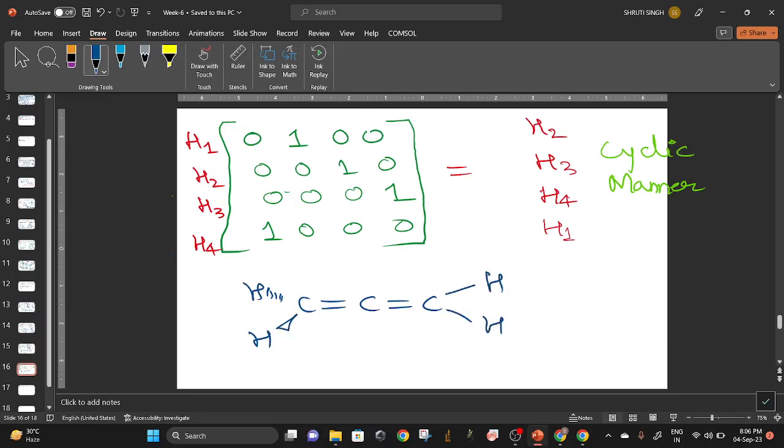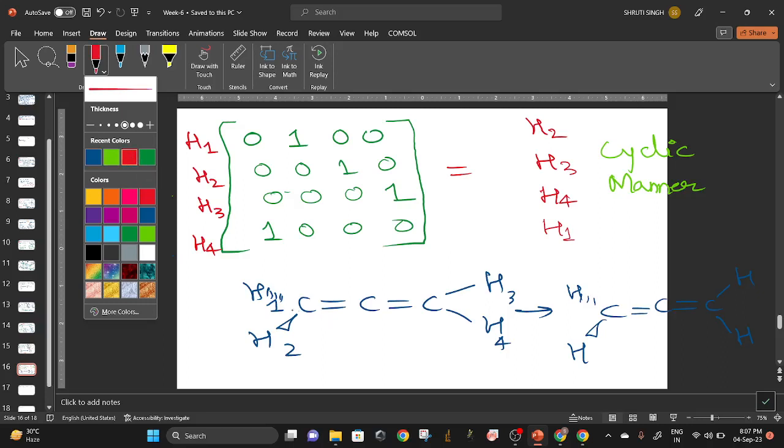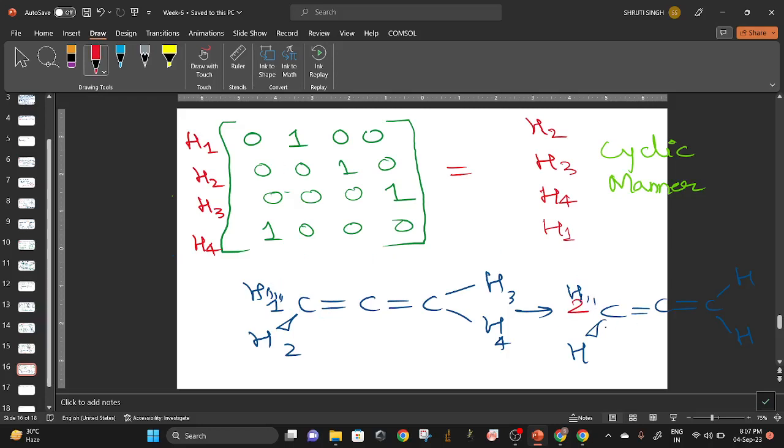Suppose we had 1 here, 2 here, 3 here, 4 here. After this matrix, 1 is becoming 2, and 2 is becoming 3. This change is not possible given the C2 operation. Then 3 became 4, which is okay. Flipping is okay. But 4 became 1, which is also not possible. So this is not a correct transformation matrix.